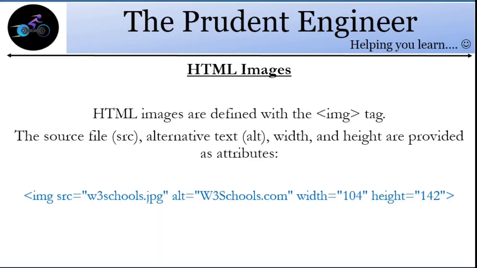Now suppose you want to import some images to your website. There is a proper tag for that. It is called img. For the source file you use src, for alternative text you use alt, and then you can define a proper width and height. This is the proper format you should follow to import an image.